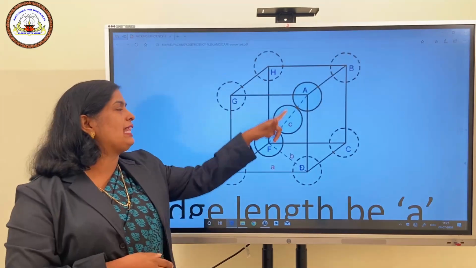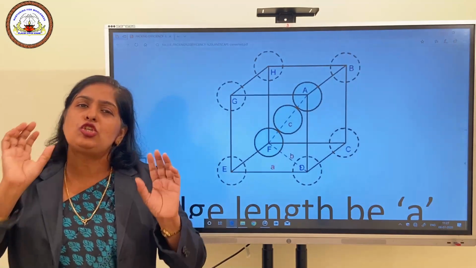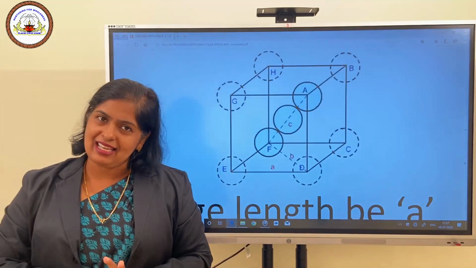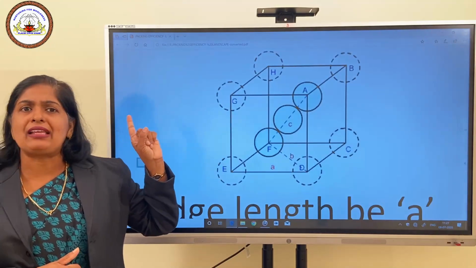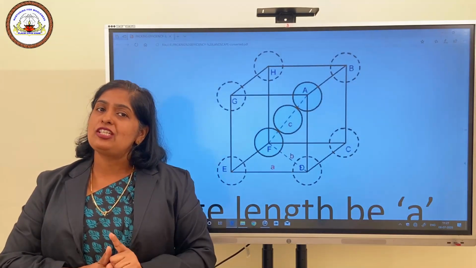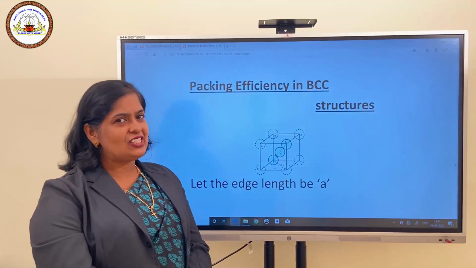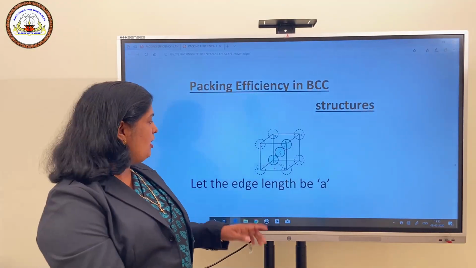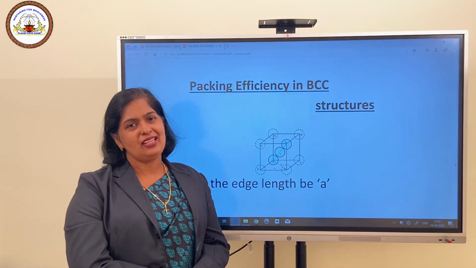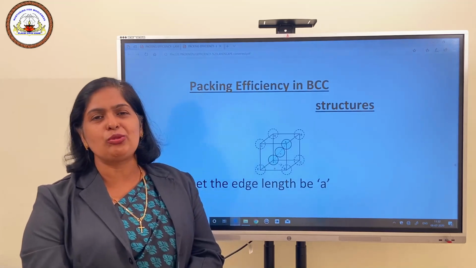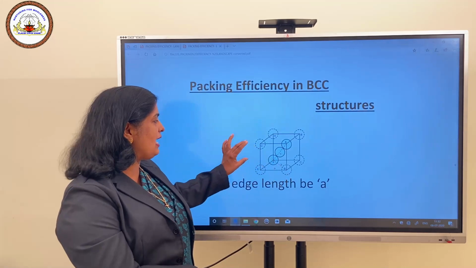Plus, at all the 8 corners atoms are present, but their contribution to a particular unit cell is 1 by 8. So, for a body-centered unit cell, the number of atoms is 1 by 8 into 8 plus 1, which is equal to 2. Next, packing efficiency: we know it is number of atoms into volume of one atom divided by total volume of unit cell, which is equal to a cube, into 100. Here it is given, let the edge length be a.